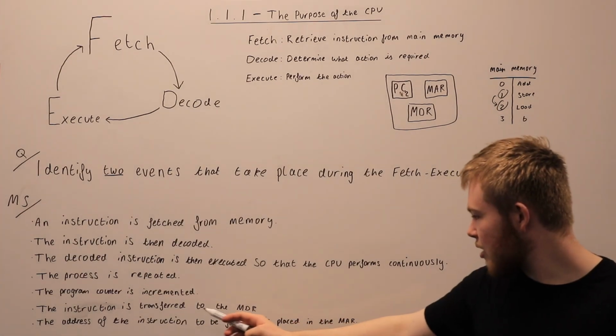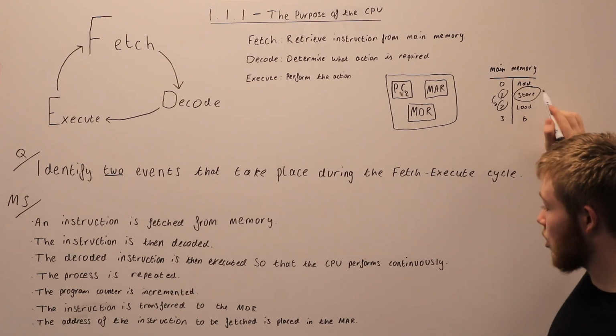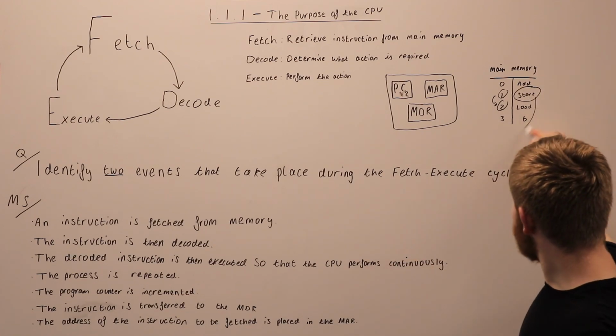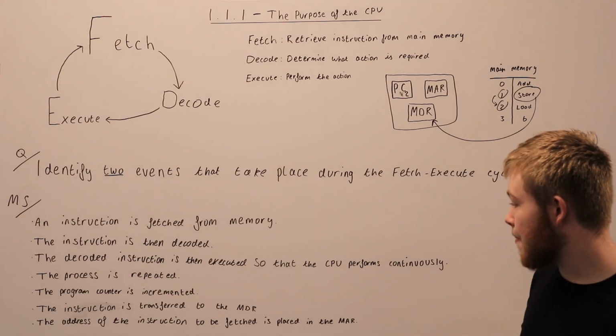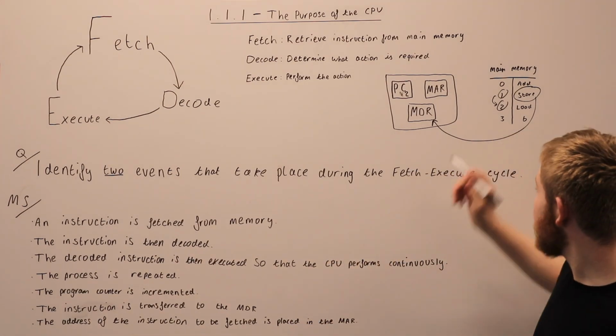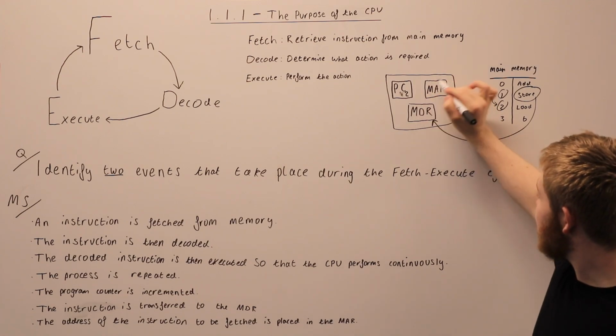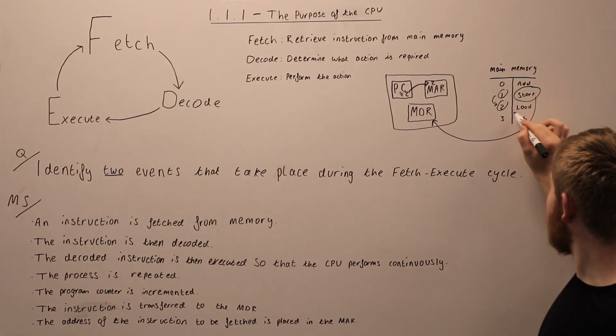The instruction is then transferred to the MDR. So you think, we run this instruction here, store. We're going to transfer this into the memory data register where it stores it so it can execute it. Okay, the address of the next instruction to be fetched is placed in the MAR. So basically, this 2 in the program counter is then copied into the MAR, 2, and that's when it then looks from 1 to 2. And it's okay, now we're going to load.